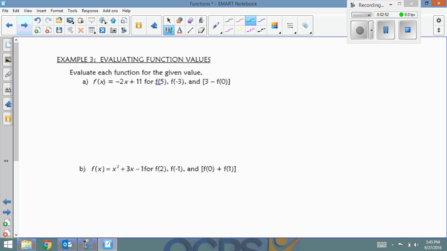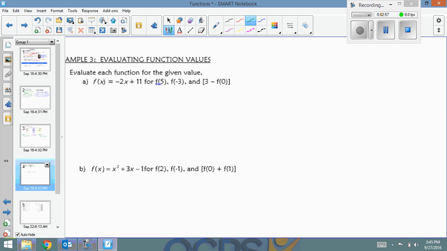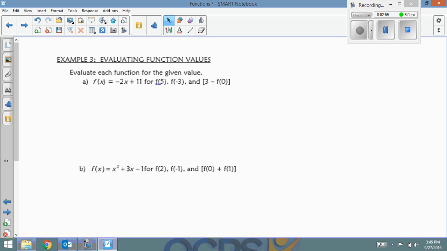All right, let's talk about function notation. We're not going to do all of these, we're only going to do some of them. So we're not going to do this one for sure, and we're not going to do this one for sure.